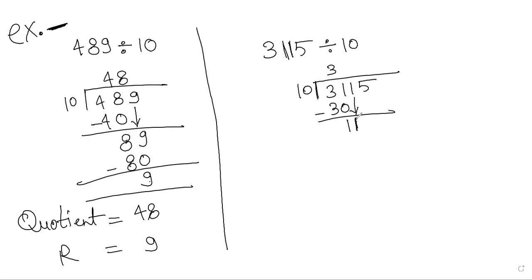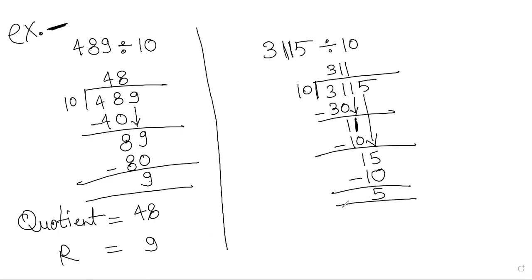Now the new number is 11, which is greater than 10. We can divide it one time. 10 ones are 10. 11 minus 10, 1 is left. 1 is smaller than the divisor, we cannot divide. So bring down the next digit, which is 5. Your new number is 15. 15 is greater than the divisor, we can divide it one time. 10 ones are 10. Now 15 minus 10, what is left? 5 is left. 5 is smaller than 10. No digit is left in the dividend, so we will stop division here.